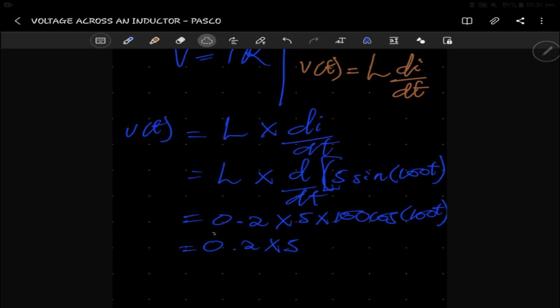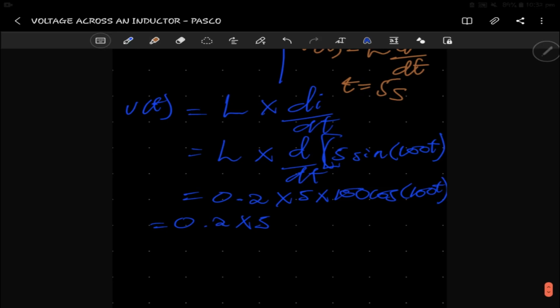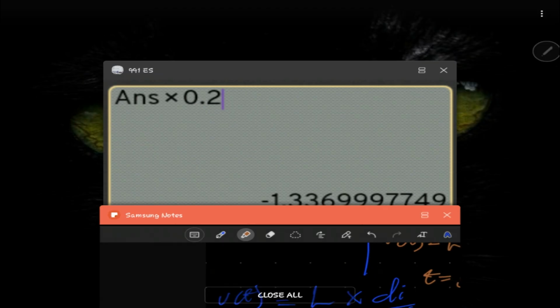Let's move this so everything will fit. That's if you are doing it manually, and we specify that we are finding it at t equal to 5 seconds. So that's 0.2 times 5 times 100 cos(100 times 5). This is what will give us an answer. But remember, it's very important that because we have this trig here, when you are doing the calculation, you do it in radians. We do it in radians.